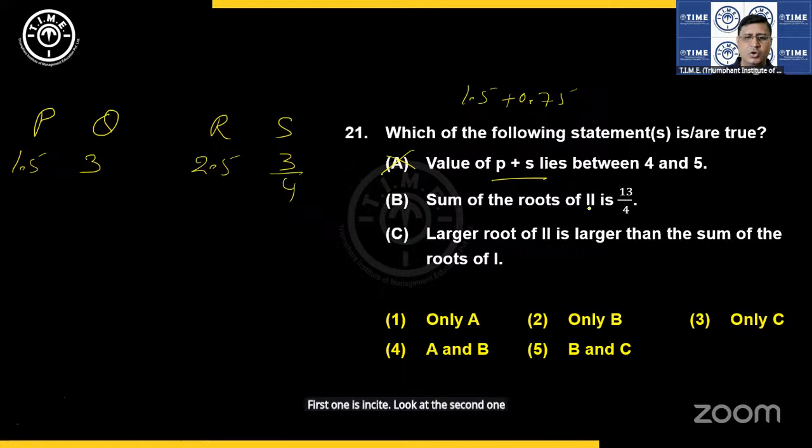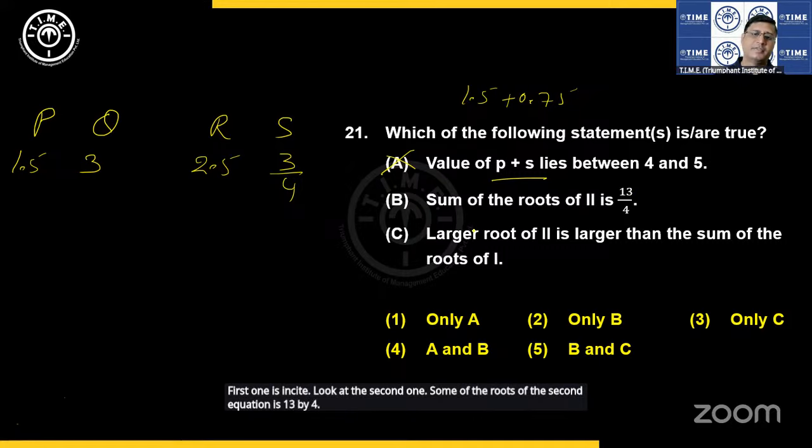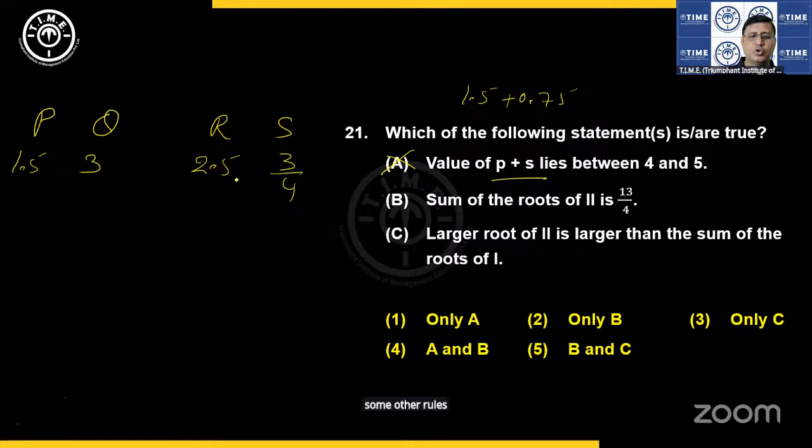The sum of the roots of the second equation is 13 by 4. Sum of the roots means 2.5 plus 3 by 4. 4 times 2.5 is 10, 10 plus 3 gives 13 by 4. Right answer. B is correct.